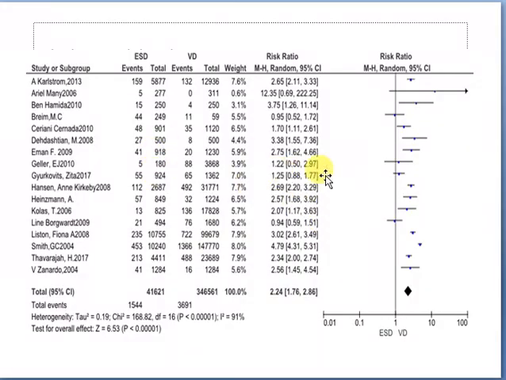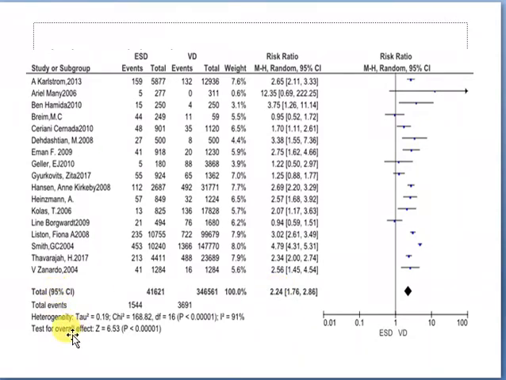For example, this is our study. As you can see here, study subgroup, here is the name, and event, total, vaginal delivery event, total, weight. We do have the risk ratio. The final effect is 2.24. Here is the 2.24. This is what we are going to present and interpret.